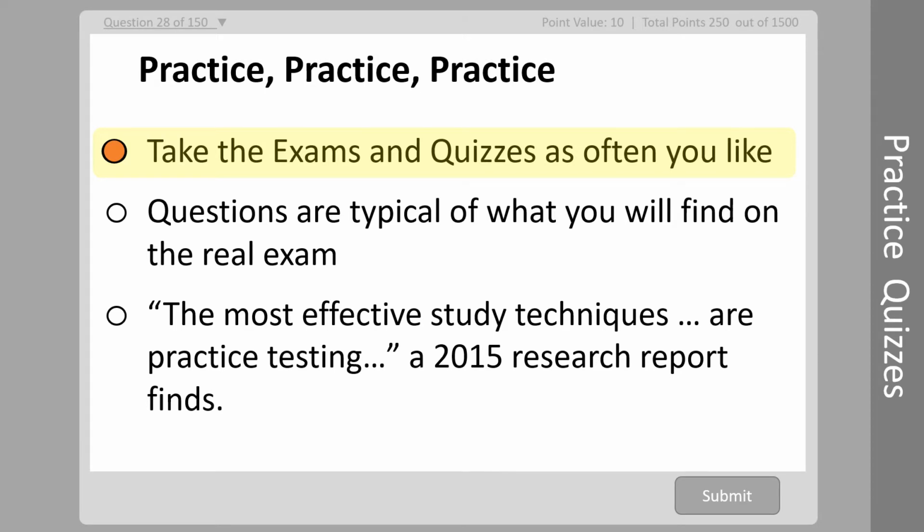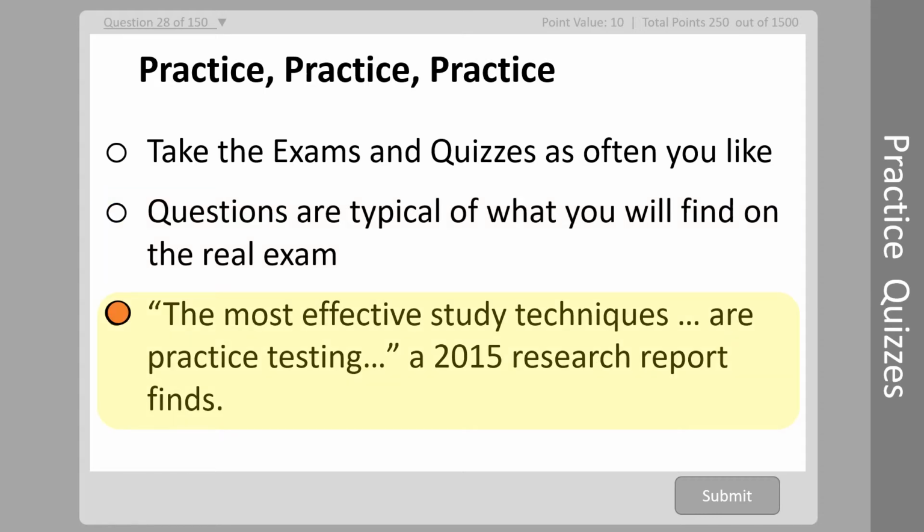Remember to take the exams and quizzes as often as you like. And since we randomly select the questions when we give you the exam or the quiz, the chances of you repeating a question is very low. Questions are typical of what you'll find on the real exam. So you become very familiar with what you'll be seeing on the exam if you go through all of our materials.